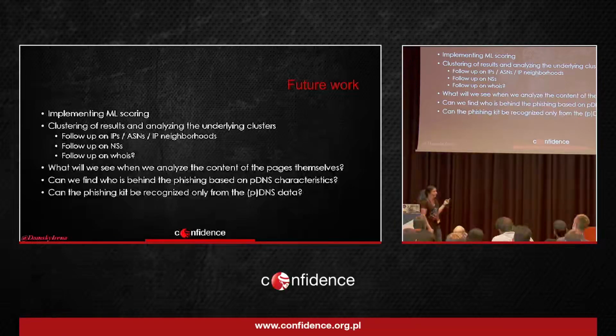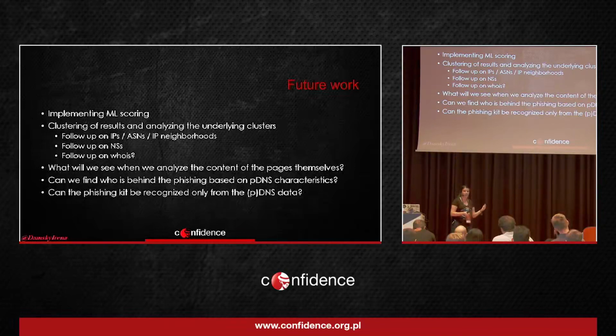It's interesting to also follow up on the clusters behind that information. So I got a lot of different domains. If I check which IPs they resolve to, and I see that I have a bunch of domains that resolve to the same IP or the same network or the same AS, that's a sign that that IP or AS is prone to maliciousness, and maybe I should block that.